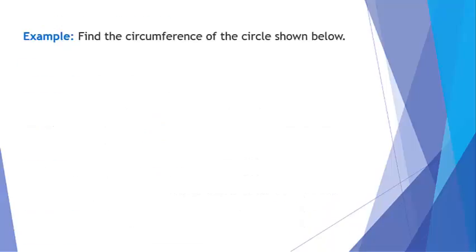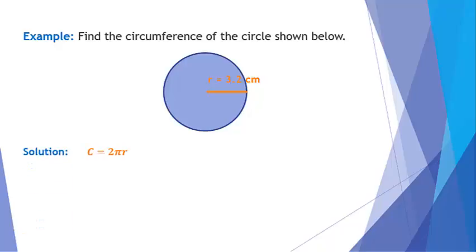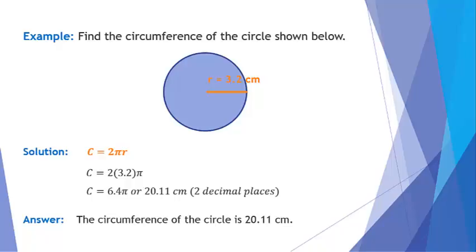Example: find the circumference of the circle shown below. The radius is equal to 3.2 centimeters. Solution: C is equal to 2 pi r, and C is equal to 2 times 3.2 times pi. Therefore, the circumference is equal to 6.4 pi, or 20.11 centimeters, correct to 2 decimal places. Answer: the circumference of the circle is 20.11 centimeters.